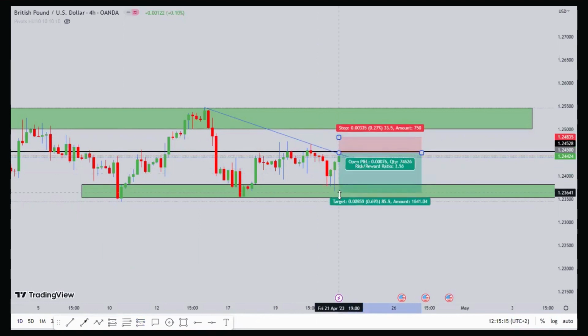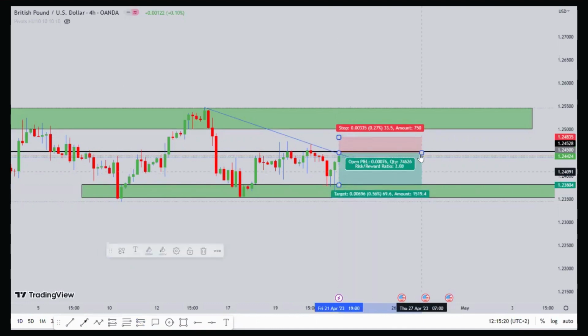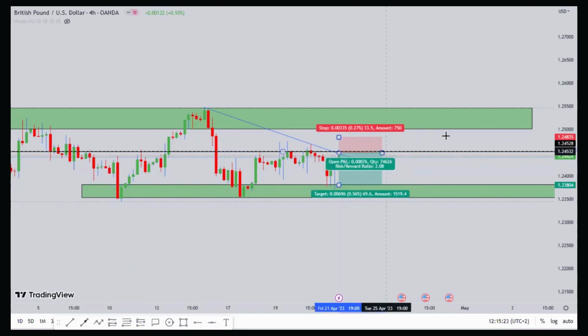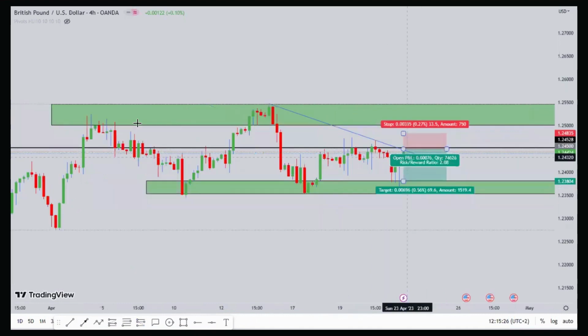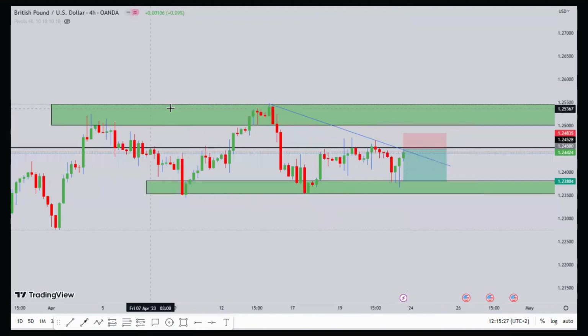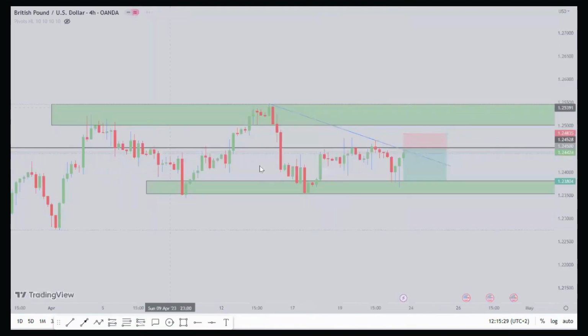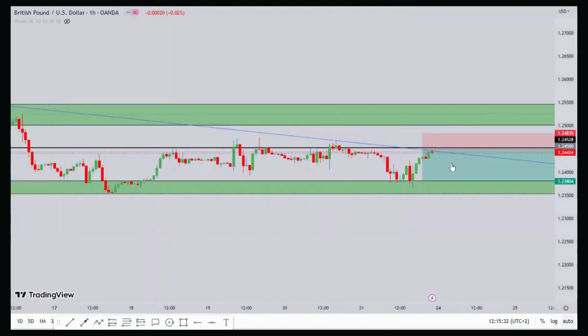And then take that sell. So the sell is just going to be 1:2, which is very reasonable. You lose $10, you get $20. It's very, very much reasonable. On the daily, what I was saying, it also makes sense.